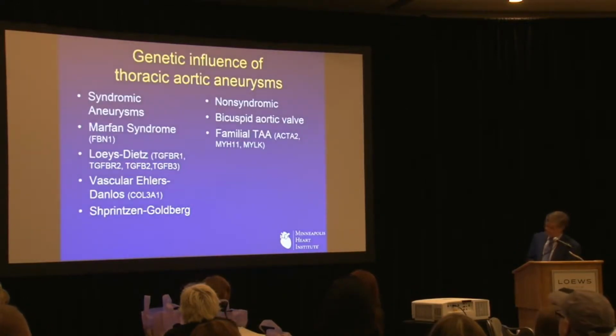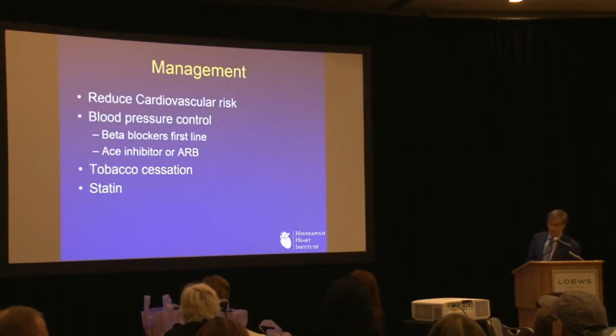Diana covered this far better than I could, but certainly there are a number of diseases that we consider when we're evaluating a patient with aortic enlargement. And when I see patients with aortic enlargement, we talk about their overall cardiovascular risk. So we address their blood pressure first. We strive to have that blood pressure well controlled, and infrequently it is not well controlled.